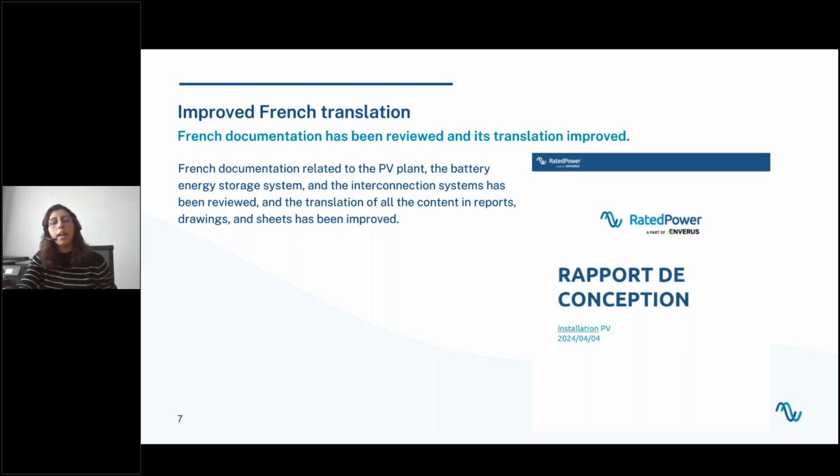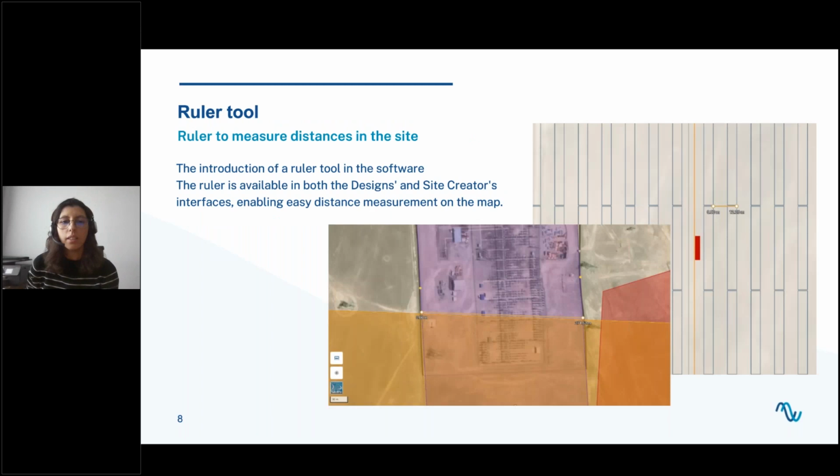Also, we have included a new tool in the design process, in the map during design and while creating the site, which is the ruler tool. This ruler will allow the user to measure all the distances in their site directly and easily, without having to go to the layout or the CAD file in order to measure a quick distance.